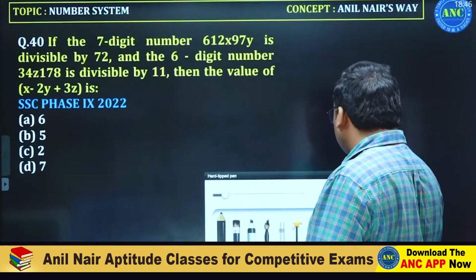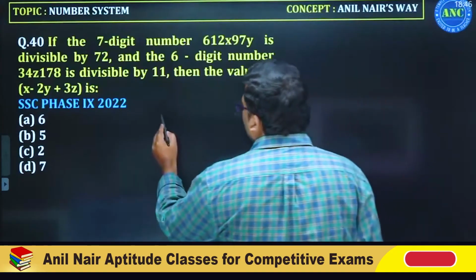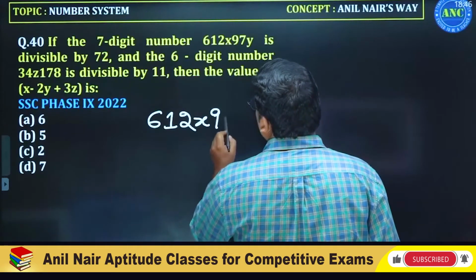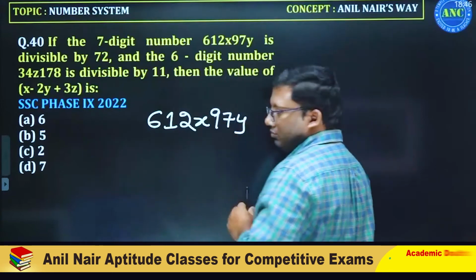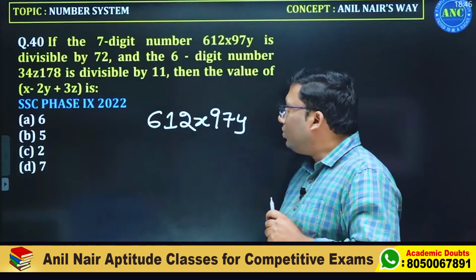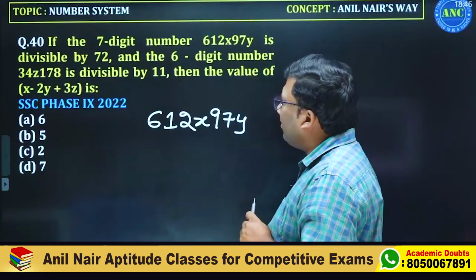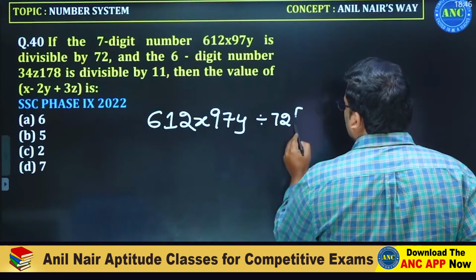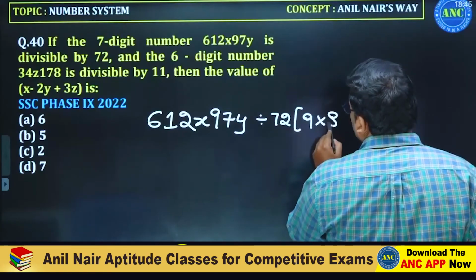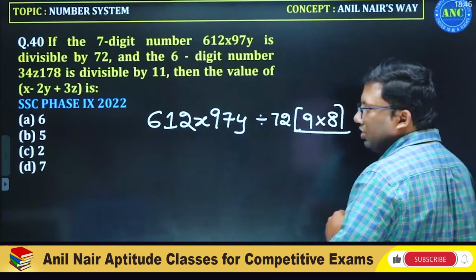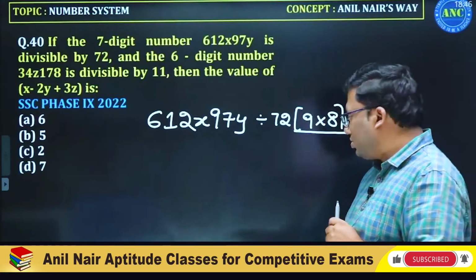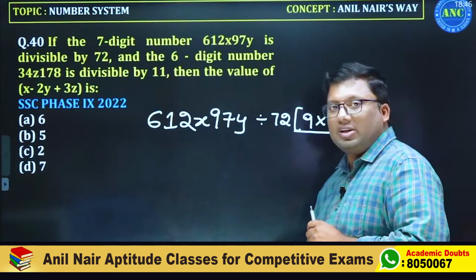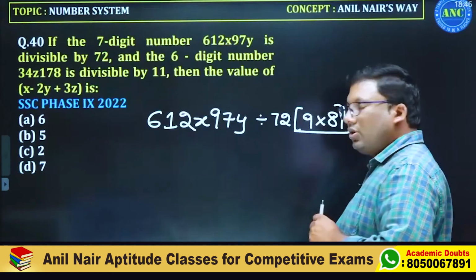Next one, 40th question. There is a 7-digit number 612X97Y. It is divisible by 72. 72 means it is a product of two coprimes, 9 into 8. That means it should be divisible by 9 and it should be divisible by 8.